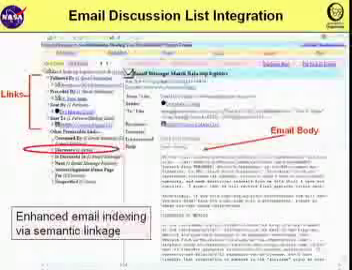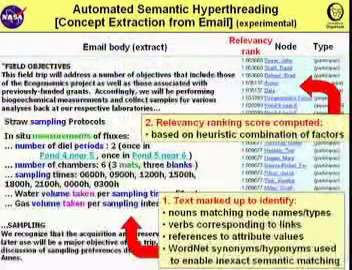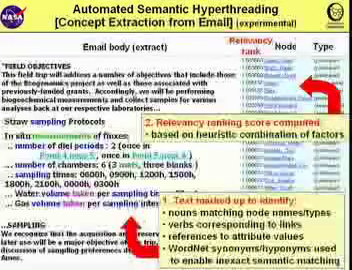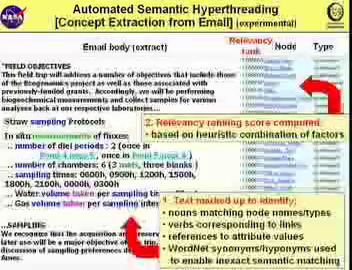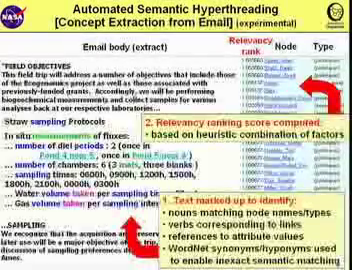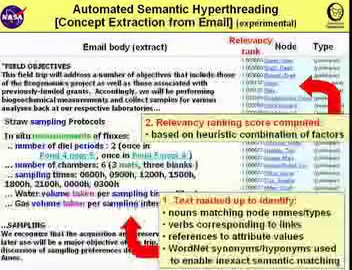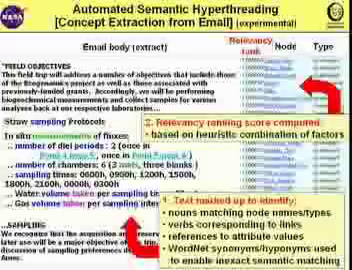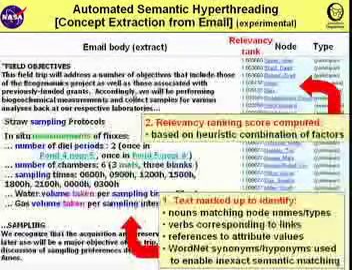And one of the things that Dan also looked at was actually extracting from the text concepts, or instances of concepts, that are represented in the semantic network structure automatically and presenting them to the user as candidates for linking to the email message.